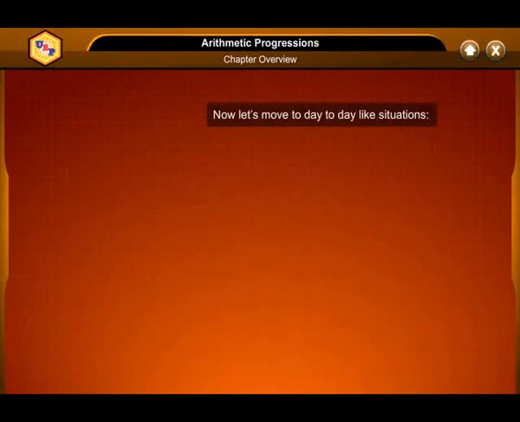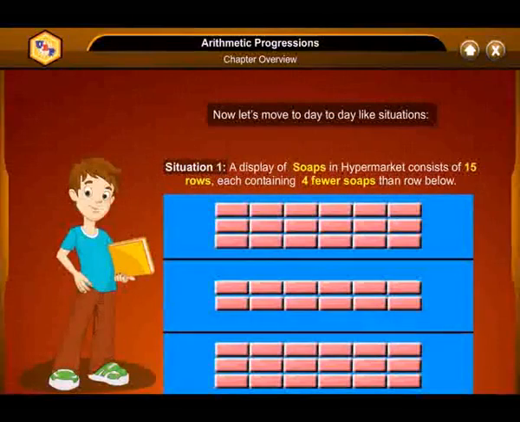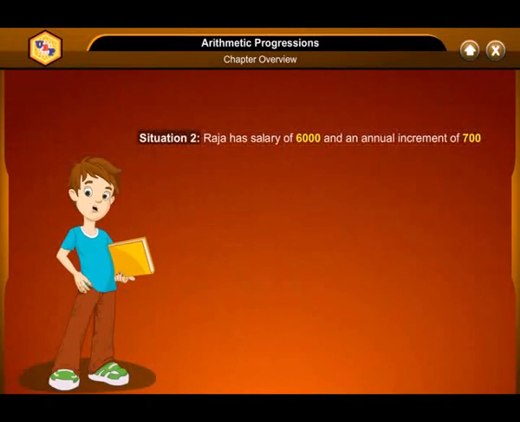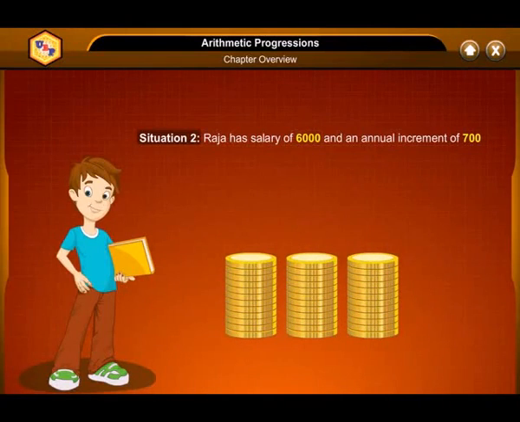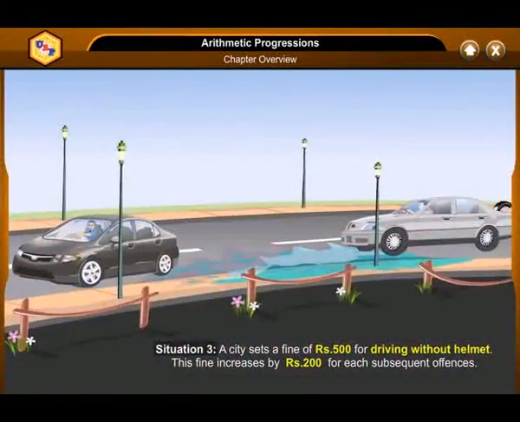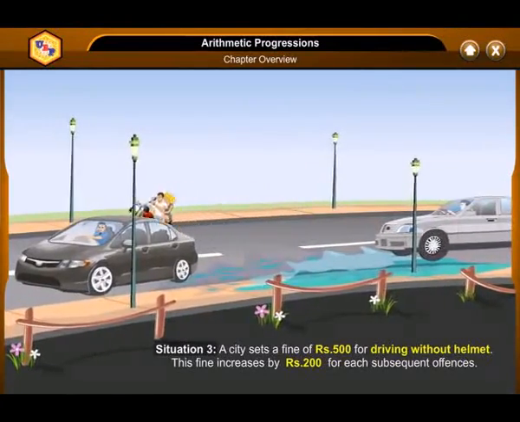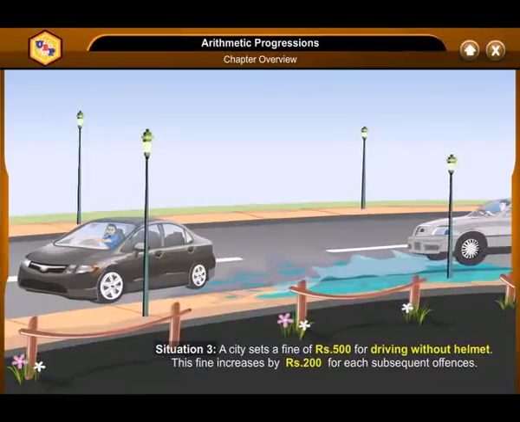Now let's move to day-to-day life situations. Situation 1. A display of soaps in a hypermarket consists of 15 rows, each containing 4 fewer soaps than the row below. Situation 2. Raja has a salary of Rs. 6,000 and an annual increment of Rs. 700. Situation 3. A city sets a fine of Rs. 500 for driving without a helmet. This fine increases by Rs. 200 for each subsequent offence.